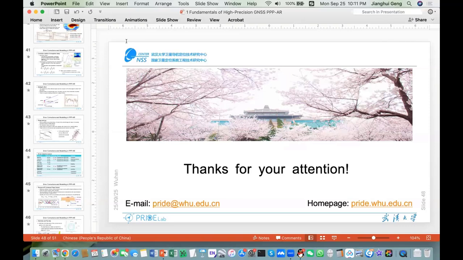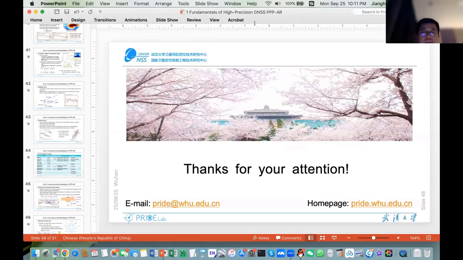There is a question in the chat too. It says, for RTK applications, some references indicate that it is necessary to use a Kalman filter. The Kalman filter is not so directly related to RTK or PPP.